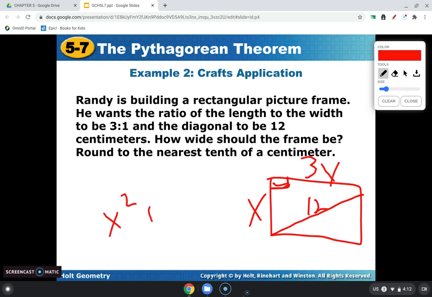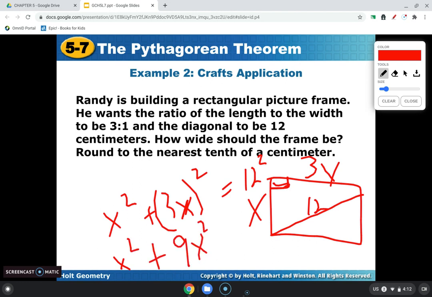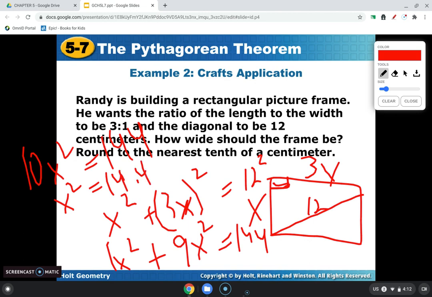So we'd have x squared plus, be careful now, anytime you're squaring more than just one thing, you want to put it in parentheses, (3x) squared equals 12 squared. x squared plus 3 squared is 9x squared, equals 144. 1x squared plus 9x squared is 10x squared equals 144. Divide by 10, 14.4. And then finish it off by taking the square root of 14.4. 3.8 would be your width.